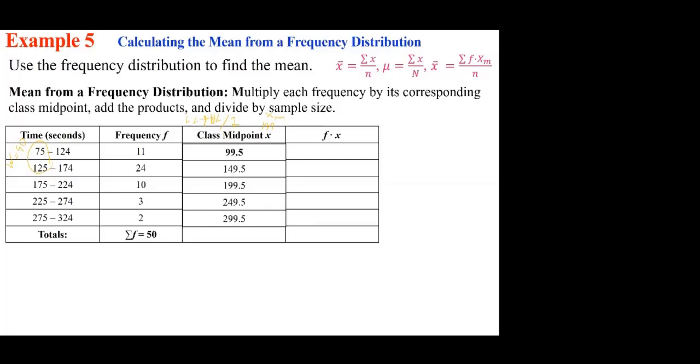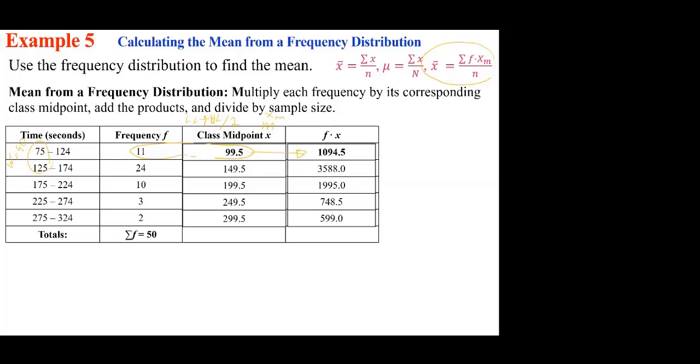Now, I'm looking at this formula, and this formula says in order to calculate the mean, you have to multiply them, add them up, and divide by n. So that means now the second column must be multiplied by the third column. So 11 times 99.5, 24 times 149.5, and the rest of it. So you multiply these two, you get 1094.5, and the rest are calculated in the same manner.